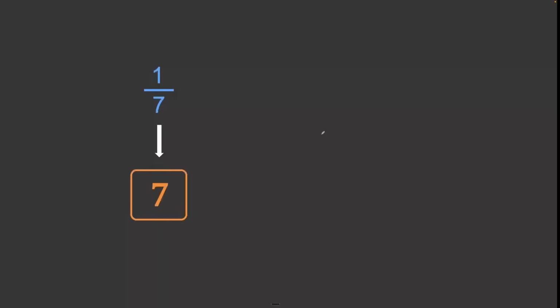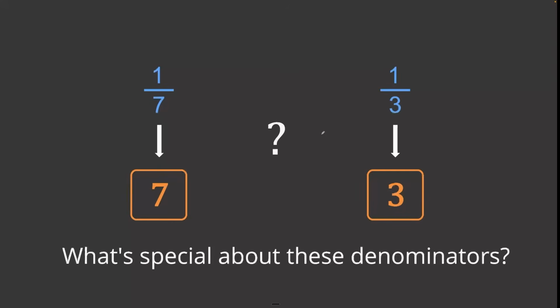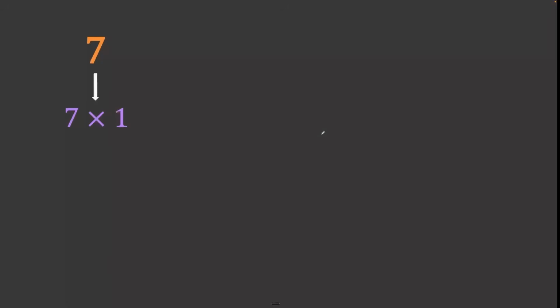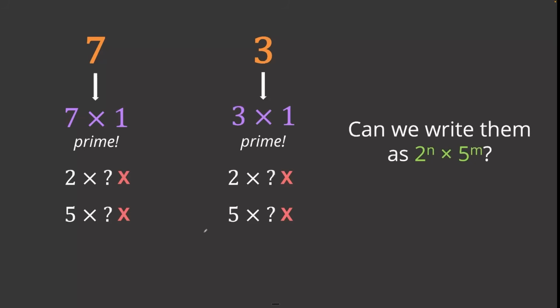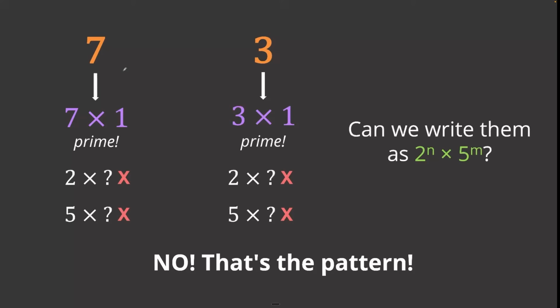Now 1 by 7 has a denominator of 7. 1 by 3 has a denominator 3. But what's common or special about these denominators? Let's see. 7 is a prime number. It cannot be expressed as 2 power anything or 5 power anything. 3 is also a prime number. It also cannot be expressed as a multiple of 2 or a multiple of 5, or as 2 power n or 5 power m. You cannot write either 7 or 3 as a combination of 2 power n or 5 power m. That is the pattern.